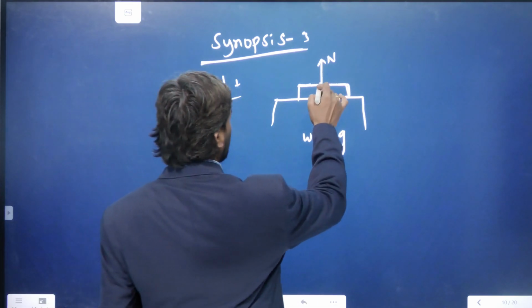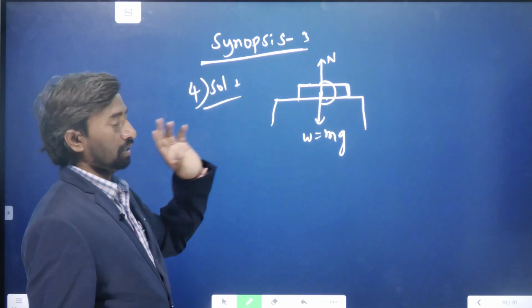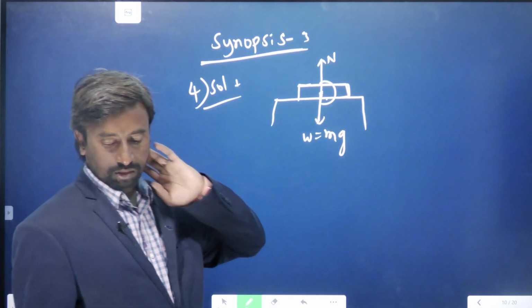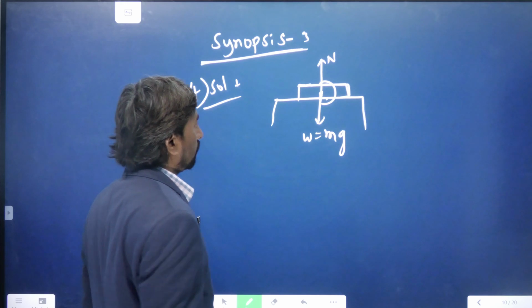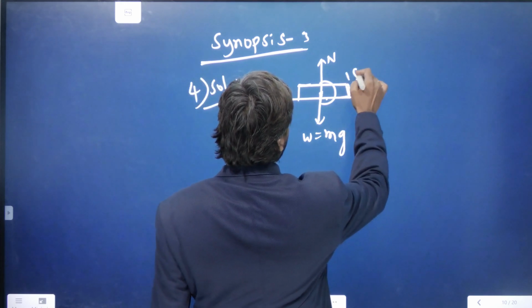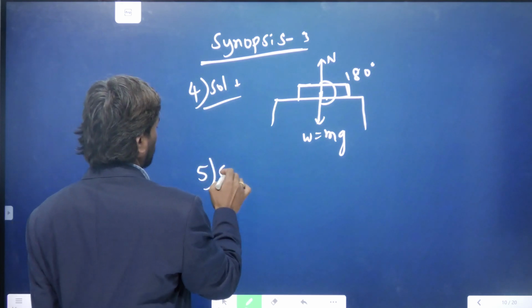What is the angle between these two forces? They are in a straight line. If they are in a straight line, then the angle is 180 degrees. The answer is 180 degrees, as we can say by the diagram. Now the fifth one we'll see here.